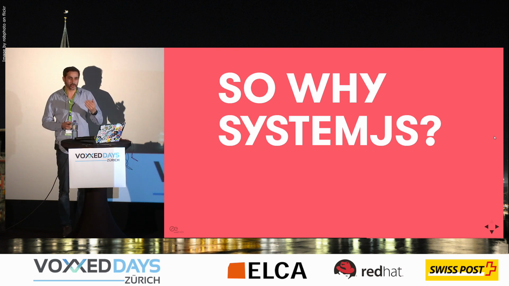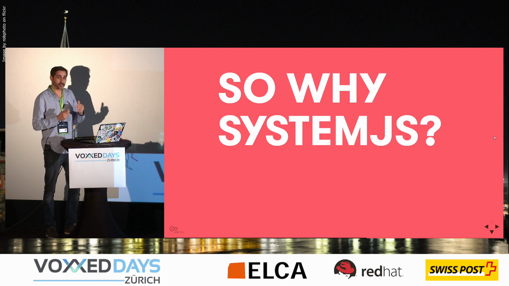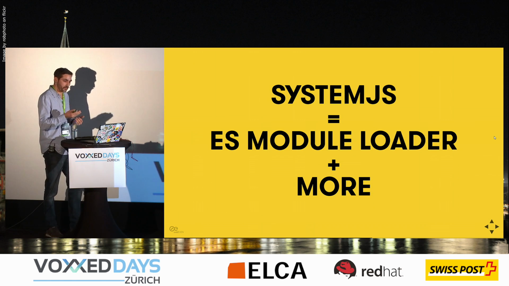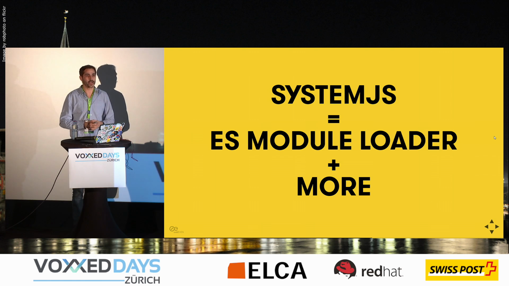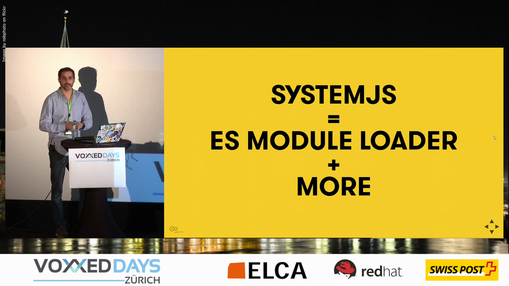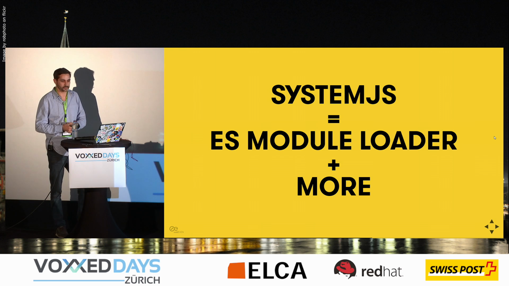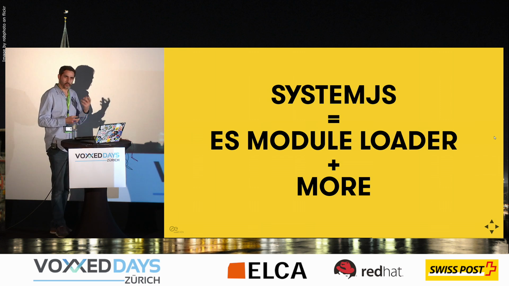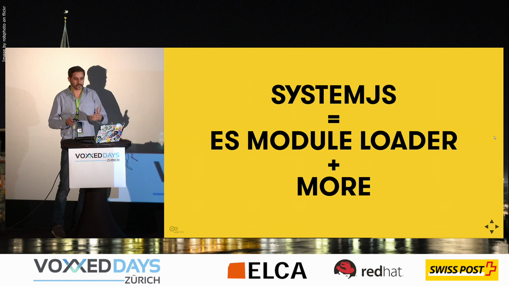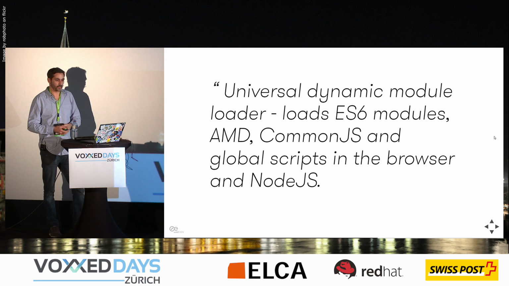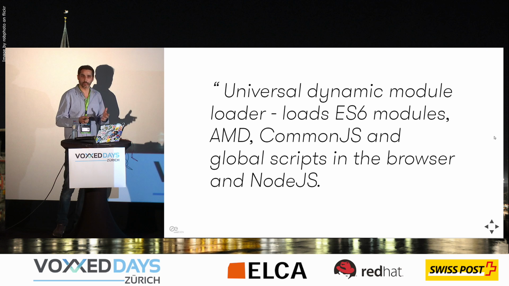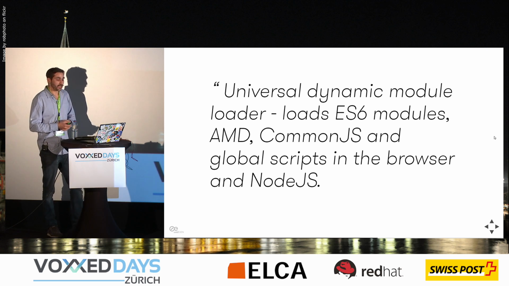So SystemJS was created exactly for this purpose. It builds on top of the ES module loader, but it adds some features like loading different module types and supporting different cases, like whether they export a default export in the main entry file, and things like this. So this is really a great start because we are building on the specification, but we are adding more to it. It's a universal dynamic module loader that loads ES6 modules, AMD, CommonJS, and global scripts in the browser and Node.js. That's also very important.